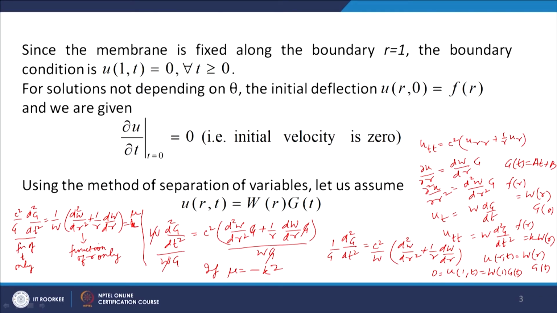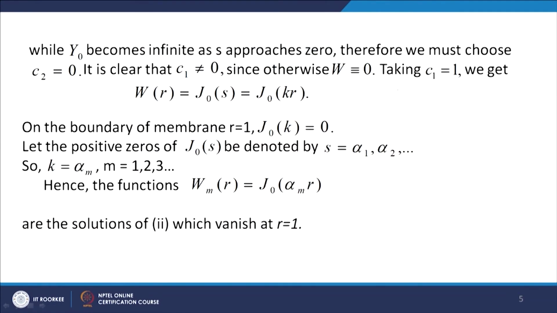Okay. U1(t) equal to 0 means W1 into G(t), so U1(t) is equal to W1 into G(t), and W1 is equal to J0(kr) into G(t). So, either J0(k) is 0 or G(t) equal to 0. If G(t) equal to 0, then U(r,t) will be 0. So, trivial solution we will have, and therefore, we must take J0(k) equal to 0.